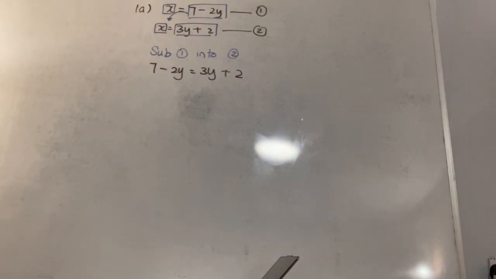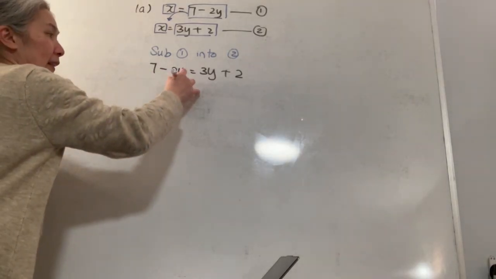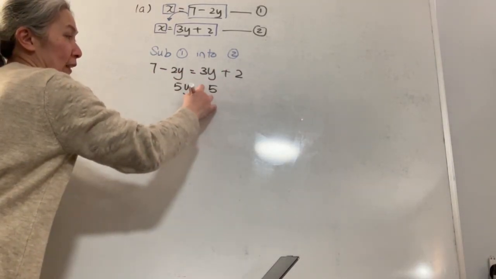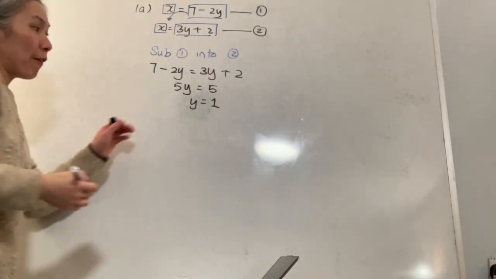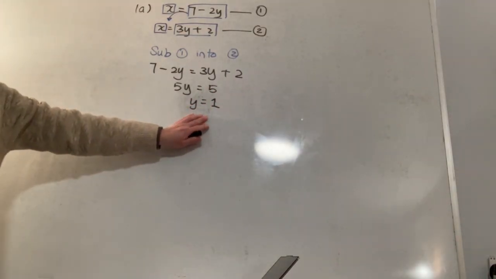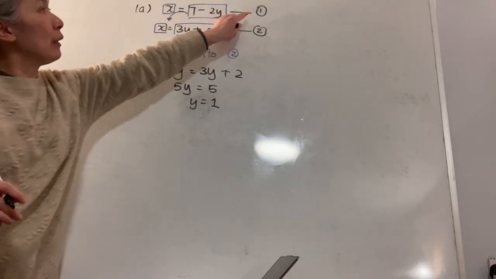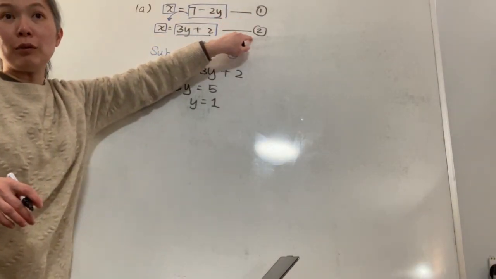Make sure you don't have a problem in solving it. Move the like terms to the same side of the equation. Find out what y is. Yes, y is 1. And after you find y, it's your choice to put the 1 either into number 1 equation or number 2 equation.